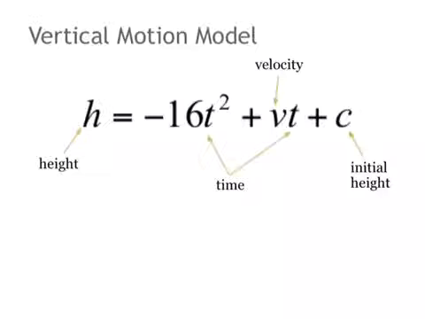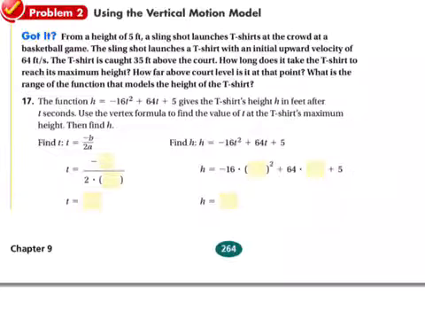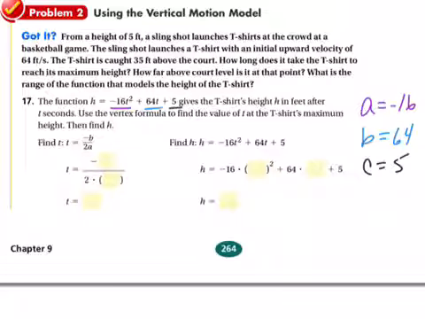One of the more common parabolas is the vertical motion model. This determines the height of an object based on the velocity, the initial height, and the amount of time that's passed. Take a moment, pause this video, read the story problem. Did you determine your A, your B, and your C? Well, your A is negative 16, your B is 64, and your C is 5.